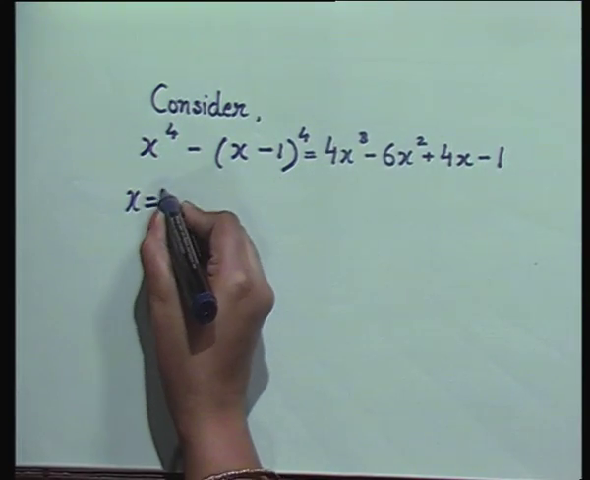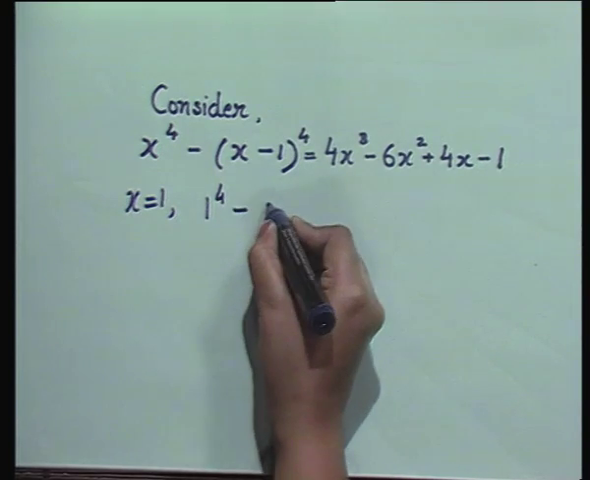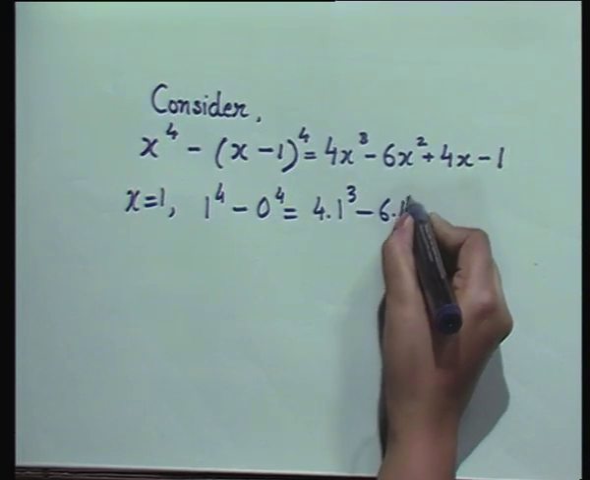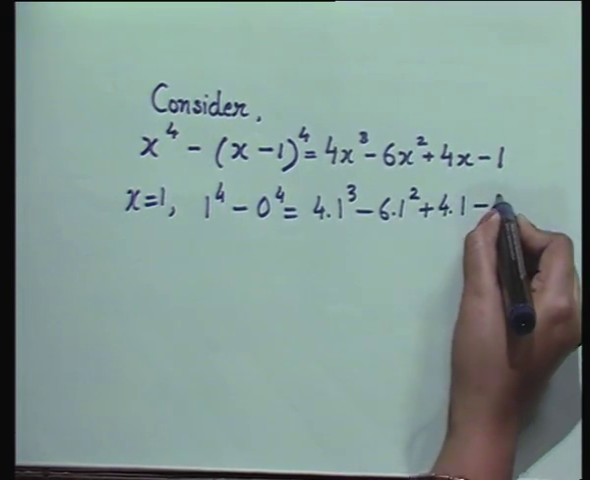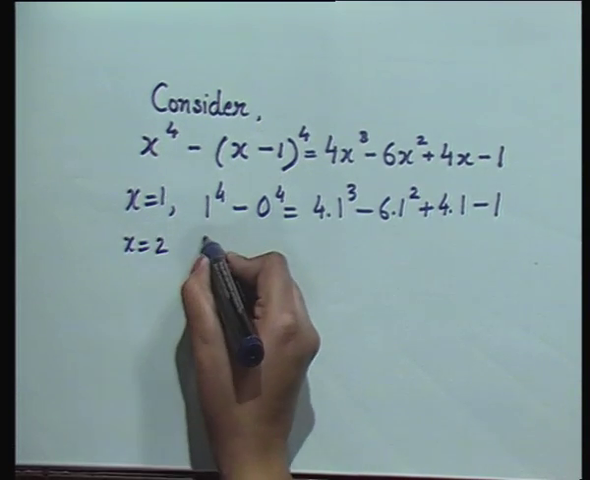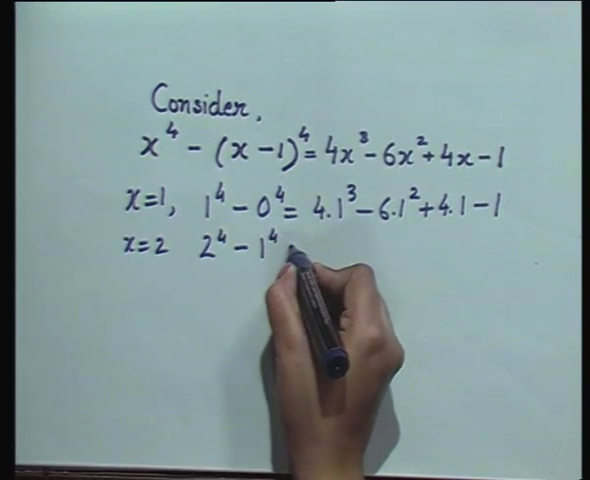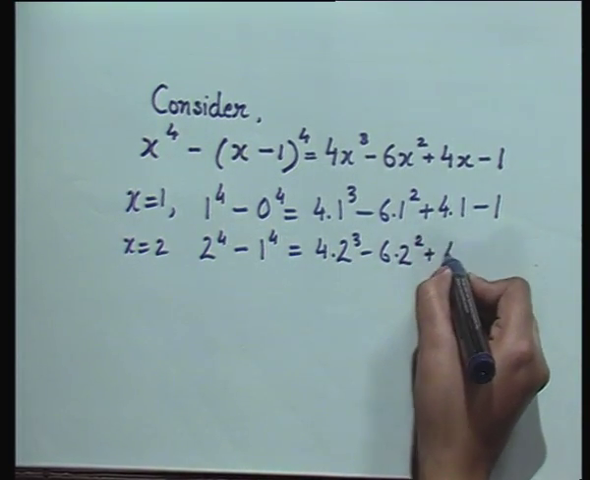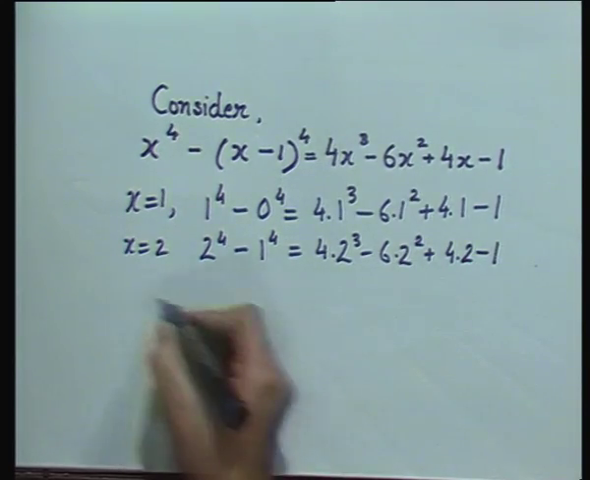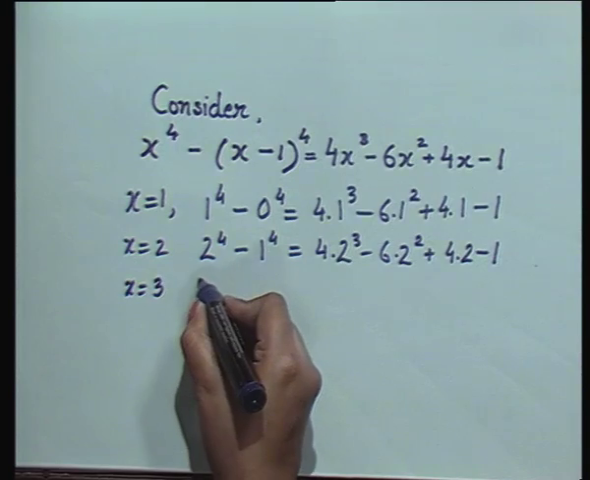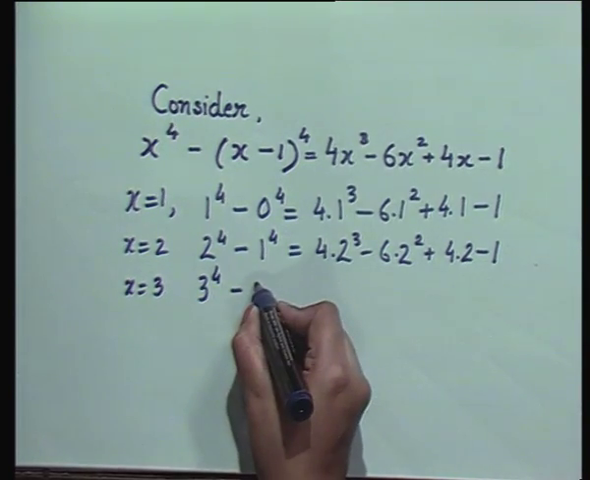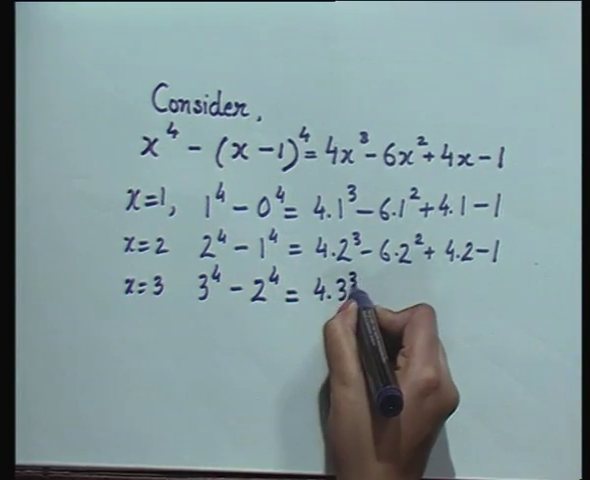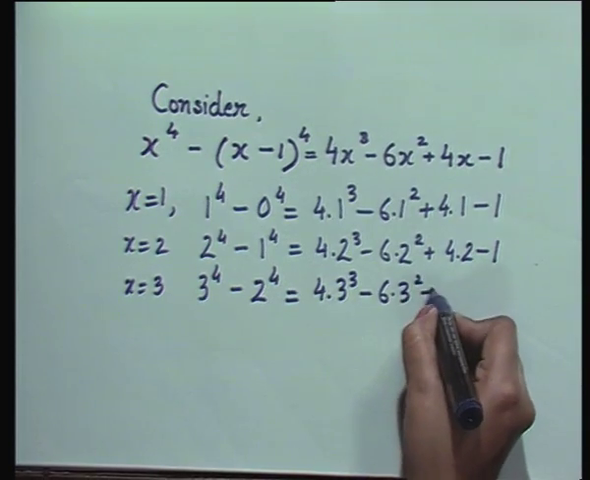Starting with x is equal to 1, it will give you 1 to the power 4 minus 0 to the power 4 is equal to 4 into 1 cube minus 6 into 1 square plus 4 into 1 minus 1. X is equal to 2 will give you 2 to the power 4 minus 1 to the power 4 is equal to 4 into 2 cube minus 6 into 2 square plus 4 into 2 minus 1. Similarly, x is equal to 3 will give you 3 to the power 4 minus 2 to the power 4 is equal to 4 into 3 cube minus 6 into 3 square plus 4 into 3 minus 1.